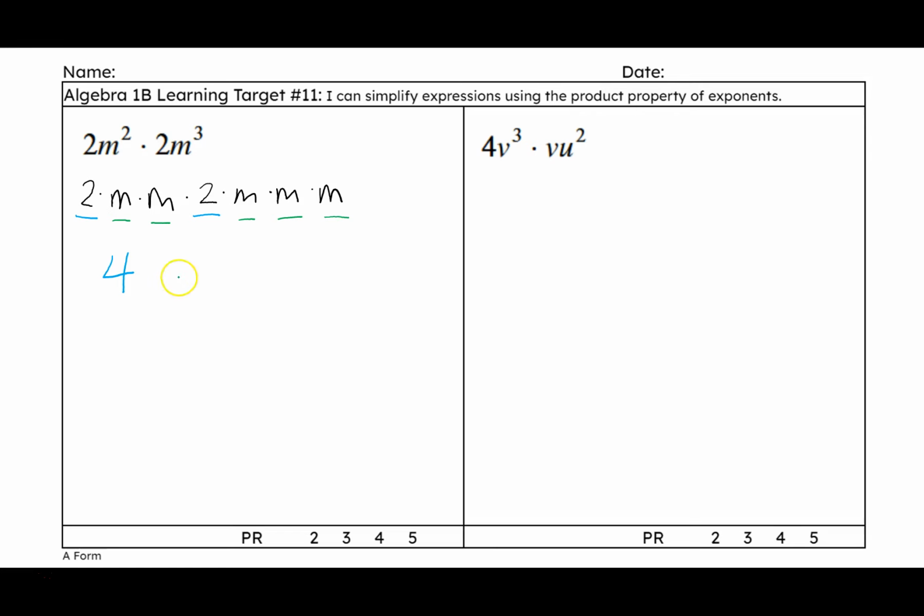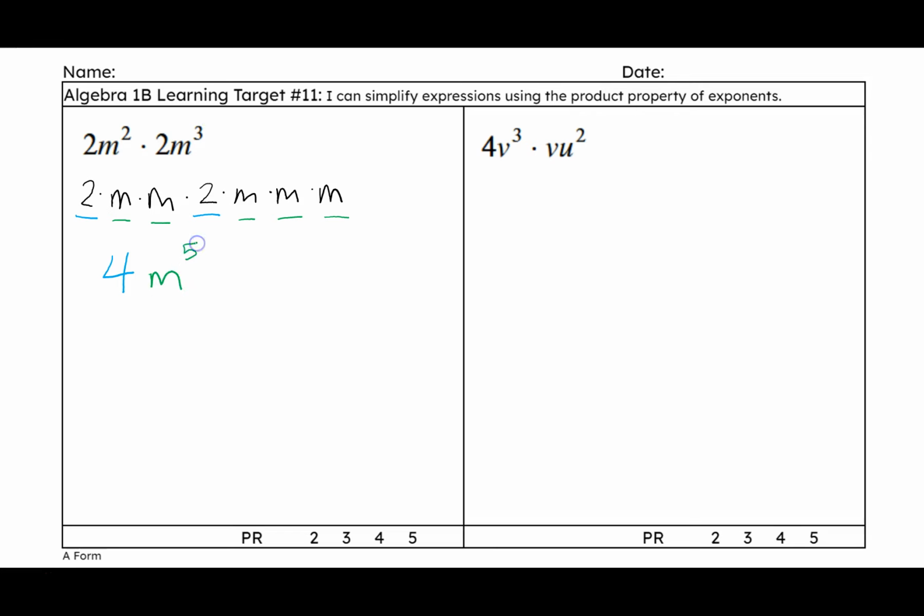So I could write m, m, m, m, m. I could write 5 of them, or I could just use as a shortcut an exponent of 5 to show that there would be 5 m's multiplied together. So that is m to the power of 5.